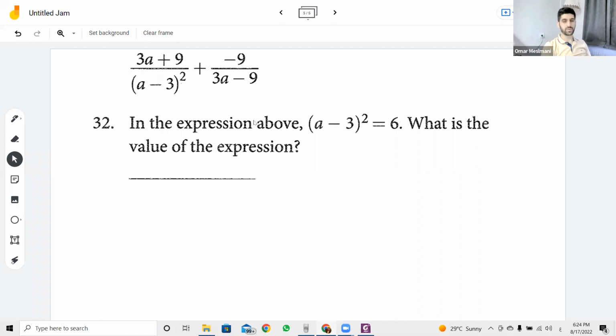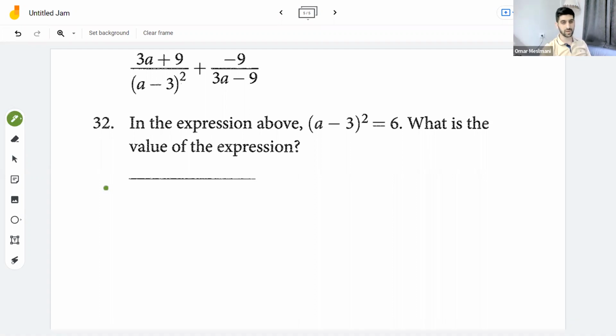Okay, let me solve it for you. This is an easy question. 18 over -3, so it's not. Then the answer is supposed to be a number, okay, not with the a's, not with the variables. All right, the expression above, a minus 3 squared equals 6. What is the value of the expression?